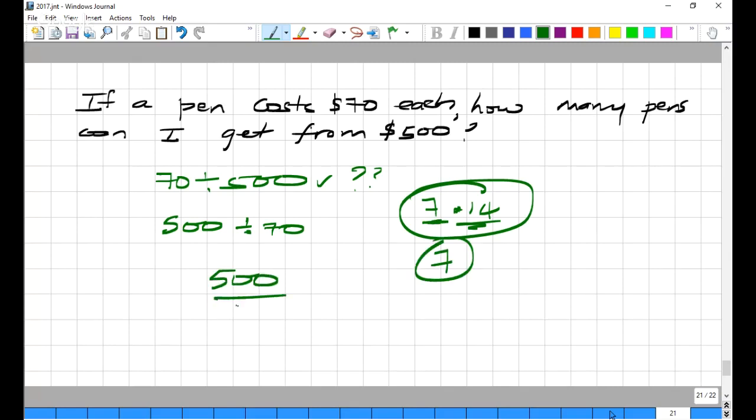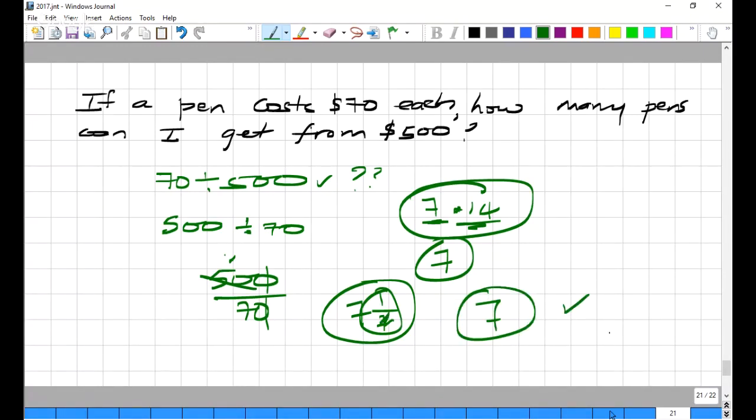So this will be 500 divided by 70. 0 cancels 0, meaning that I'm dividing the numerator and the denominator by what? 10. So now I'm left with 7 going into 50. And 7 can go into 50 how many times? 7 sevens would give me what? 49. So this would be 7 and 1 left over. Okay? So I don't want this part of the pencil. I will just take the 7. Okay?